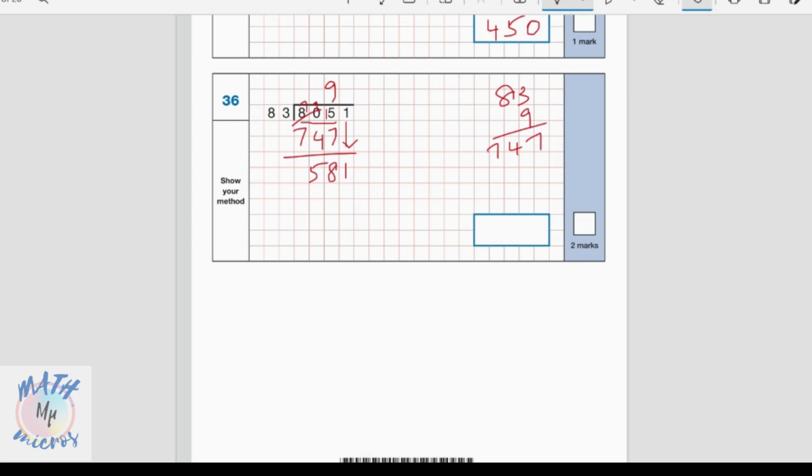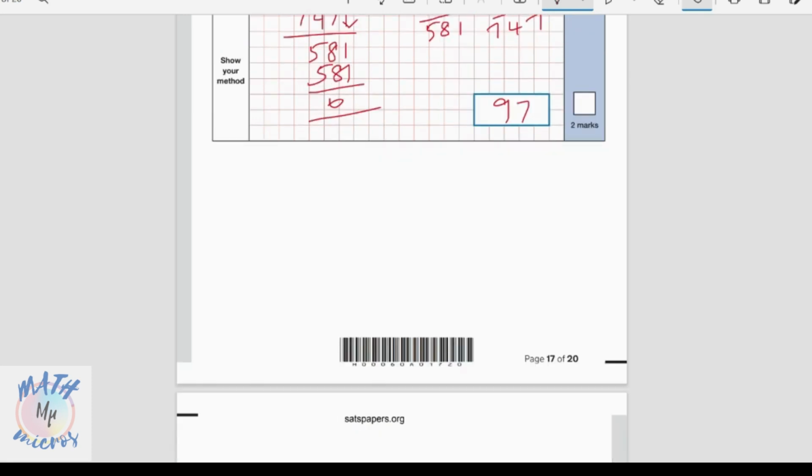So it's 83. So 83 times what ends with the number 1? So maybe I can say 83 times 7. I can get a number that ends with 1. So 7 times 3 is 21, which ends with 1. 7 times 8 is 56 plus 2, which is 58. So I have the same number here, which matches. So 83 times 7 is 581. And so I get the answer to be 97. Hope this helps. Thanks for watching.